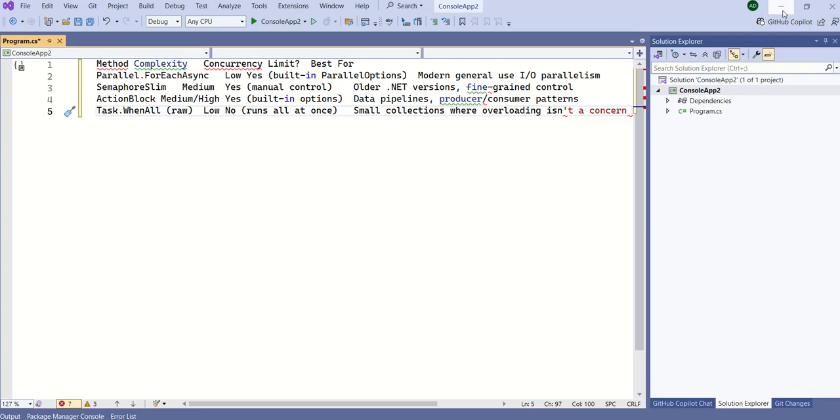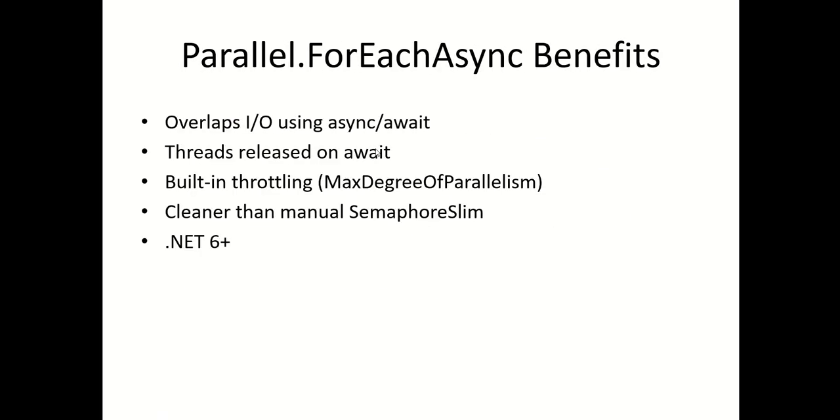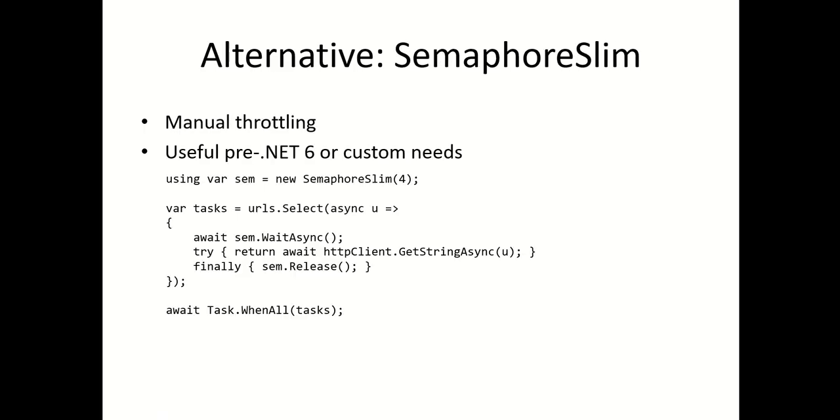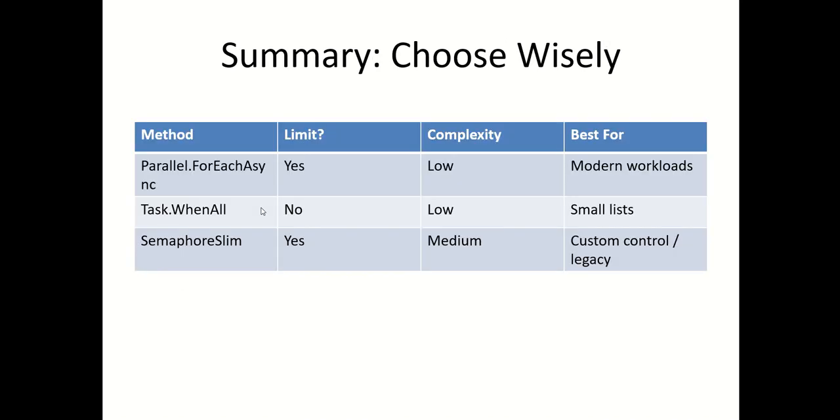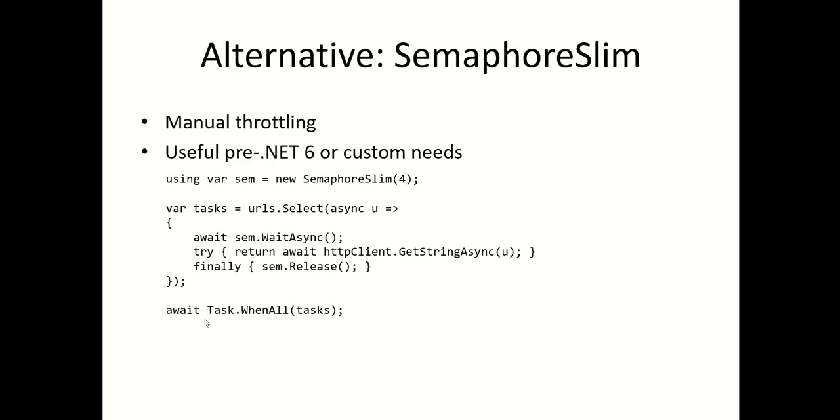If you see, these are the alternatives. I think it is not coming here, so let me go. One of the alternatives is SemaphoreSlim. This complexity is high, we have to write the code like this. You see semaphore WaitAsync, and this is pre-.NET 6, so I have to write it myself. One more issue is it's going to issue all the requests. This is the manual way.